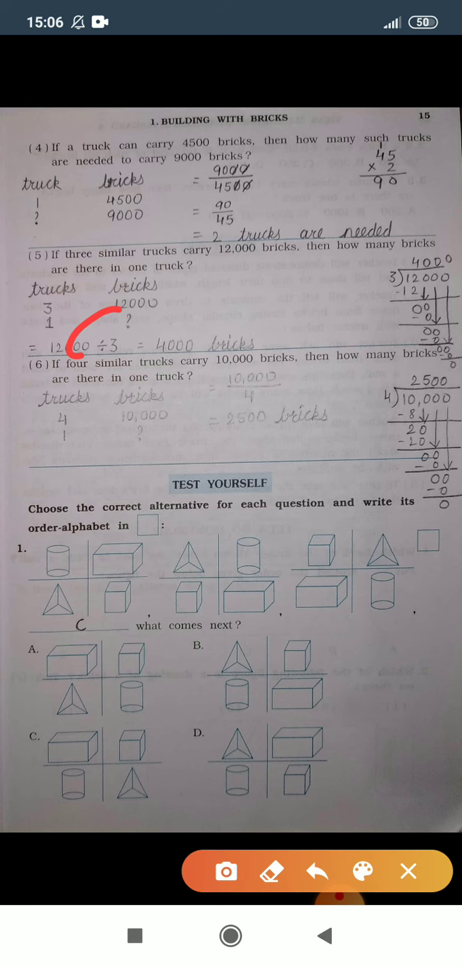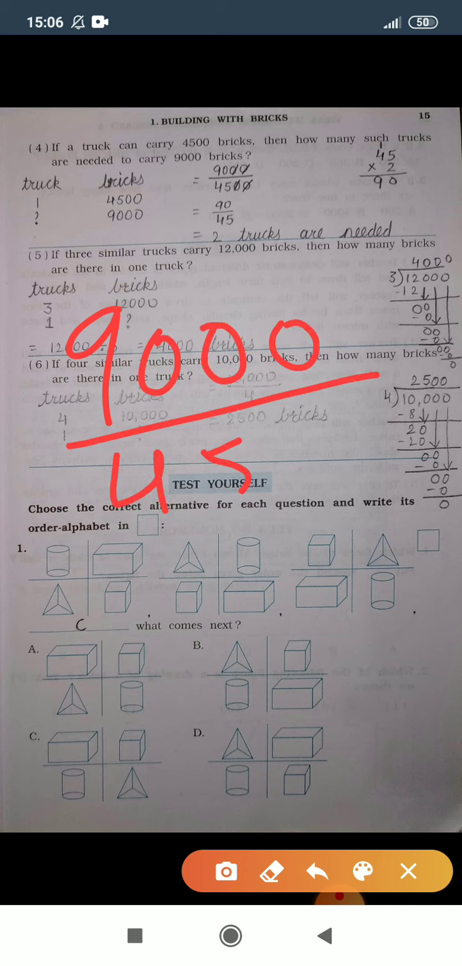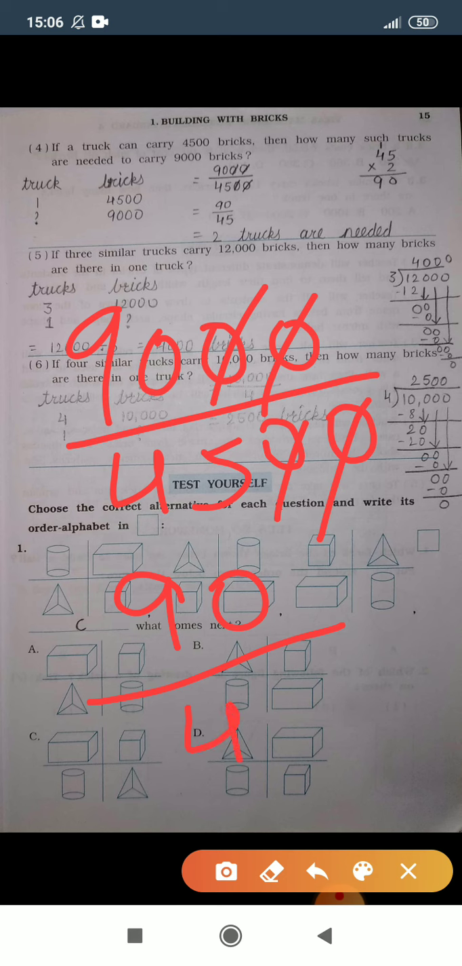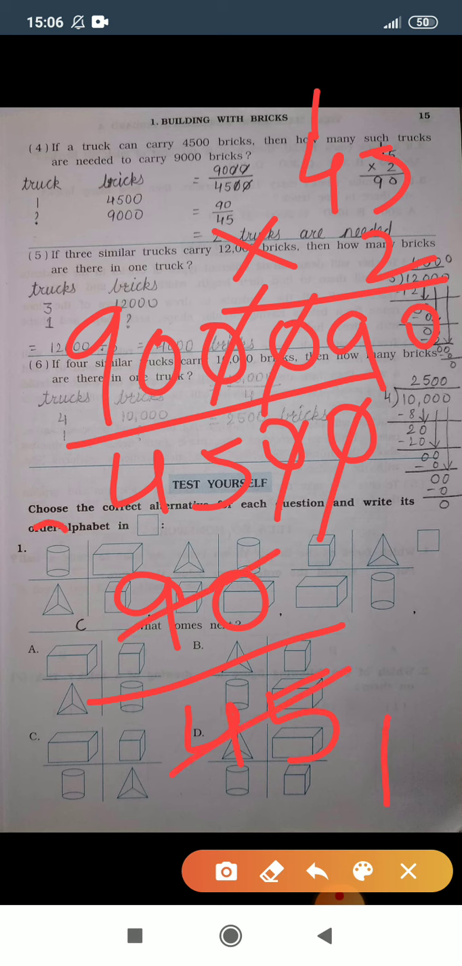So let's see, 9000 divided by 4500. So 2 zeros were cut. Our next step is 90 divided by 45. So everyone knows that 45 2s are 90. We can also do the rough work here. 45 multiplied by 2. So 2 5s are 10, 4 2s are 8 plus 1, 9. So 90. 45 2s are 90. So for 9,000 bricks we need 2 trucks.